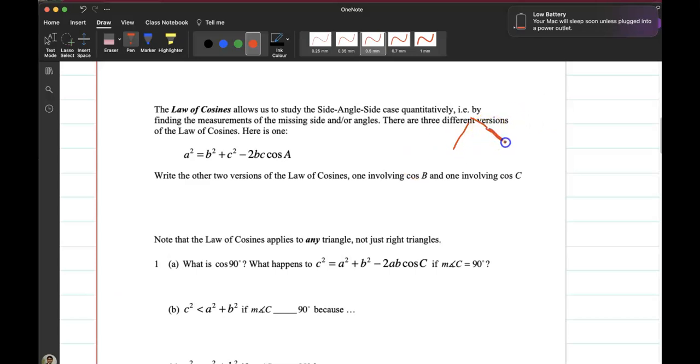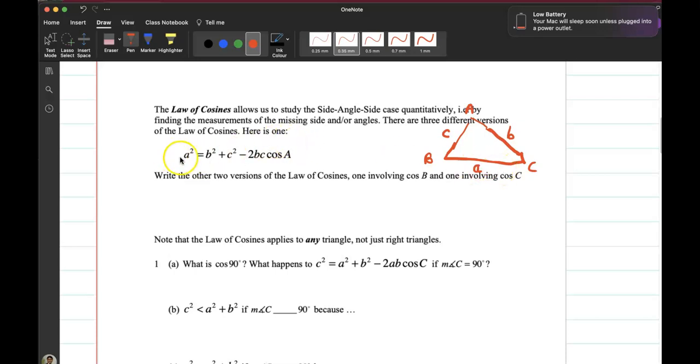So if you have triangle ABC, if I call this A, this is B, this is C. Now, if this is angle A, capital A, the side opposite will be called small a. If this is angle B, the side opposite would be b. This is angle C, this would be c. So your a square. What is this a square referring to? The side.